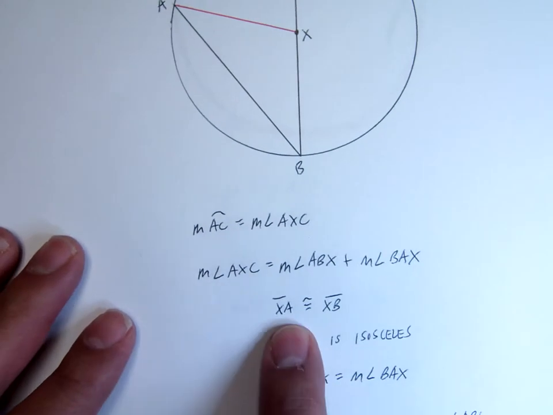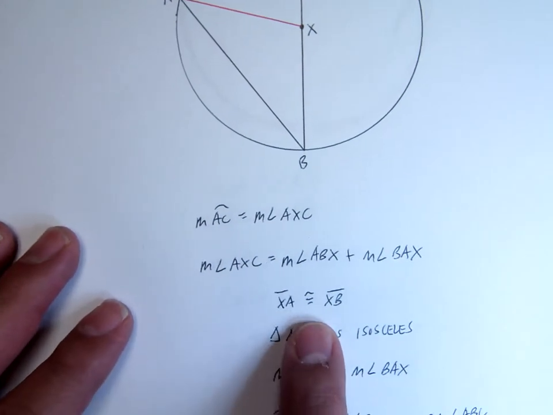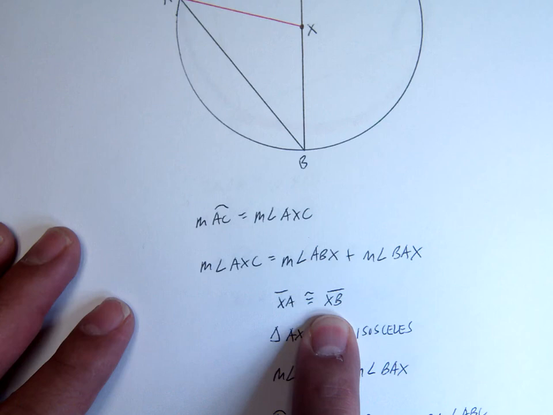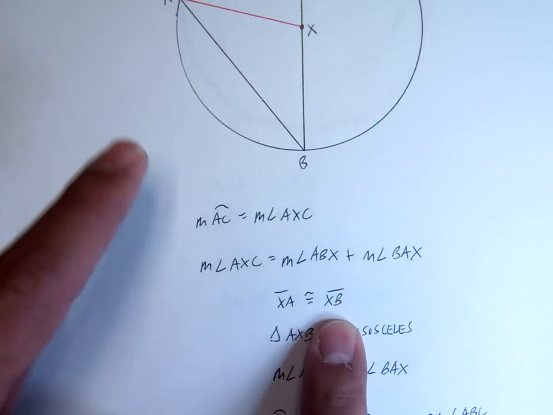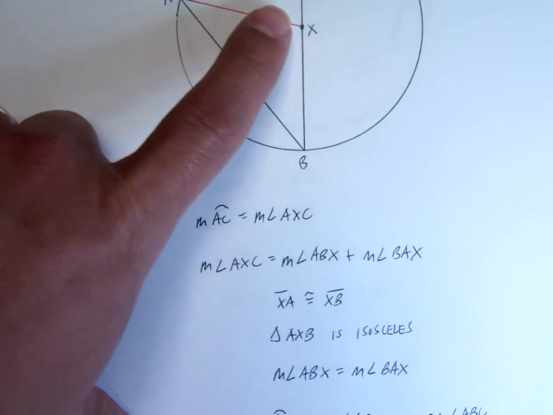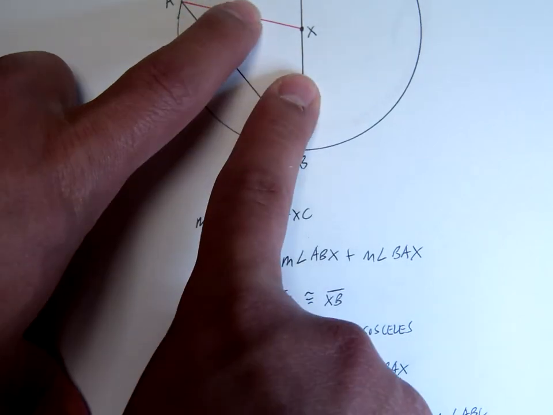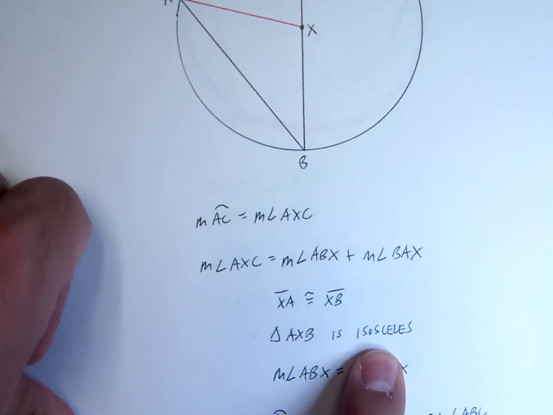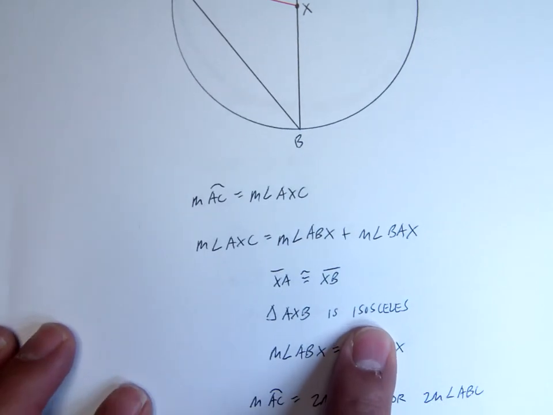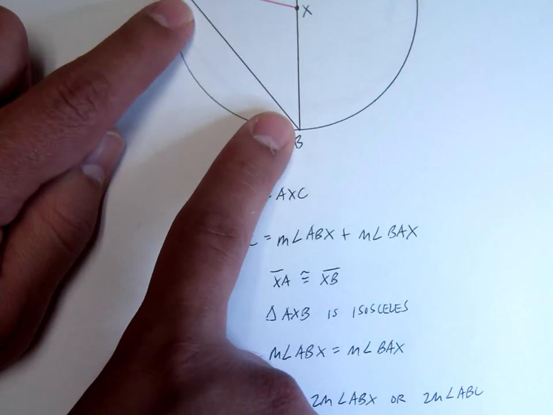Now all I'm saying is that XA must be congruent to XB. Well, how do I know that? Well, because they're both the radius of the circle. And so if XA and XB are the same, well then these two sides are the same. By definition, that's an isosceles triangle. And if it's an isosceles triangle, well then these two angles have to be the same.